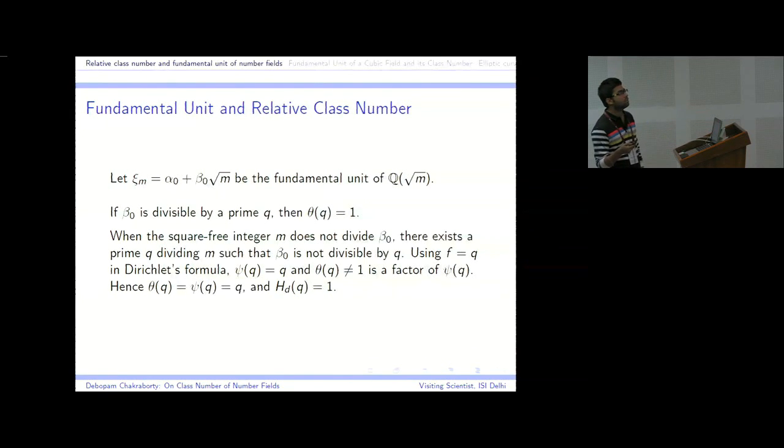But because that relative class number is always an integer, that was also proved by Dirichlet. So in that formula, you can say that theta f will always divide that psi f thing. So if you have something in the numerator as a prime, there is no other option for the denominator apart from it being 1 or q, that prime. So if you know that it is not 1, it has to be that prime, and then the relative class number will be 1.